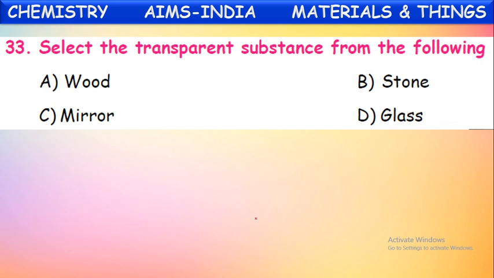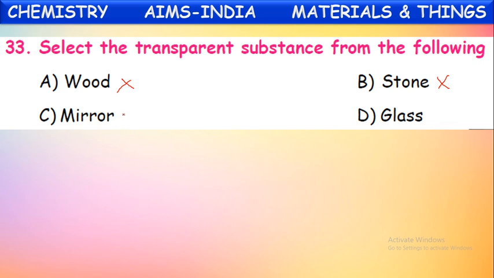And there are some more kind of materials, those through which we cannot see anything, called opaque material. Here they are asking about transparent material, the material through which we can see clearly. Observe the options given. Can we see through wood? No, we cannot. Can we see through stone? No. Can we see through the mirror?